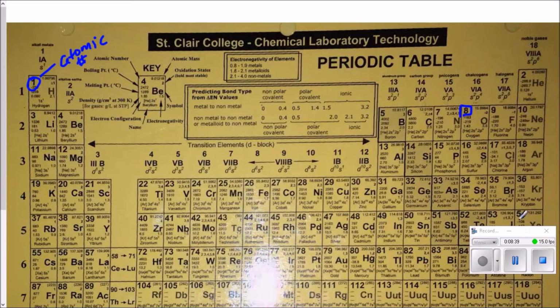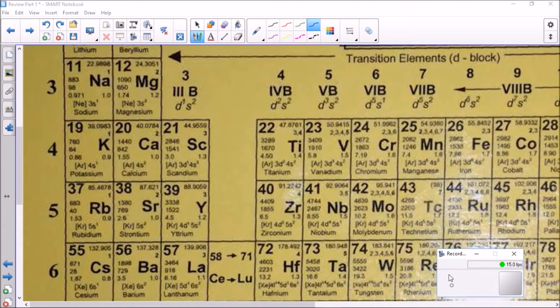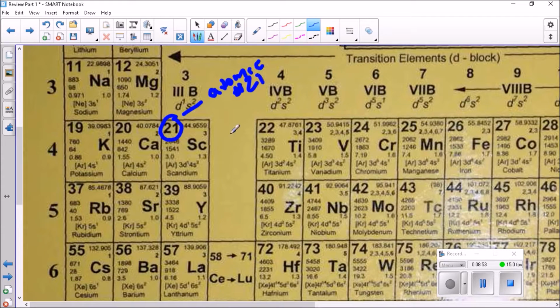So if we zoom in on this element here, which is known as scandium, you can see that it has an atomic number of 21 and atomic mass, which is a brand new number, which I will explain, which is right beside it. So atomic mass is how much it weighs. All the numbers beside the atomic number are the atomic mass, the little tiny number beside it.